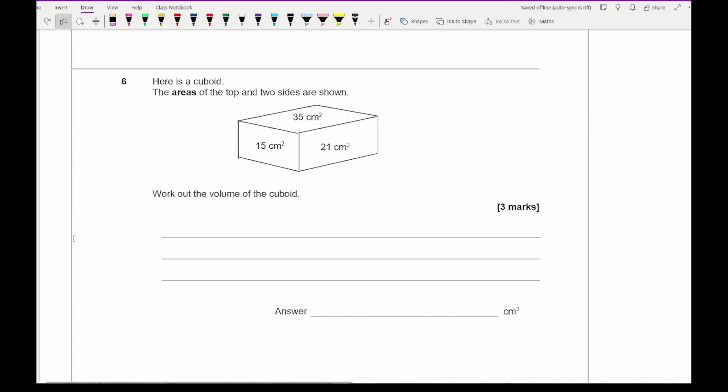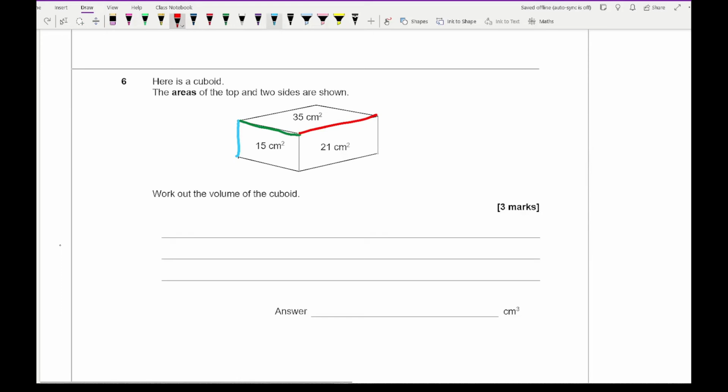Moving on to question 6, it says here is a cuboid. The area on the top and the 2 sides are shown. Work out the volume of the cuboid. Now these questions are very, very similar, and you need to recognize that here we've got 3 lengths that we need to work out. So we need to work out what this length here is, what this length here is, and also what this length here is, to work out the volume of the cuboid.